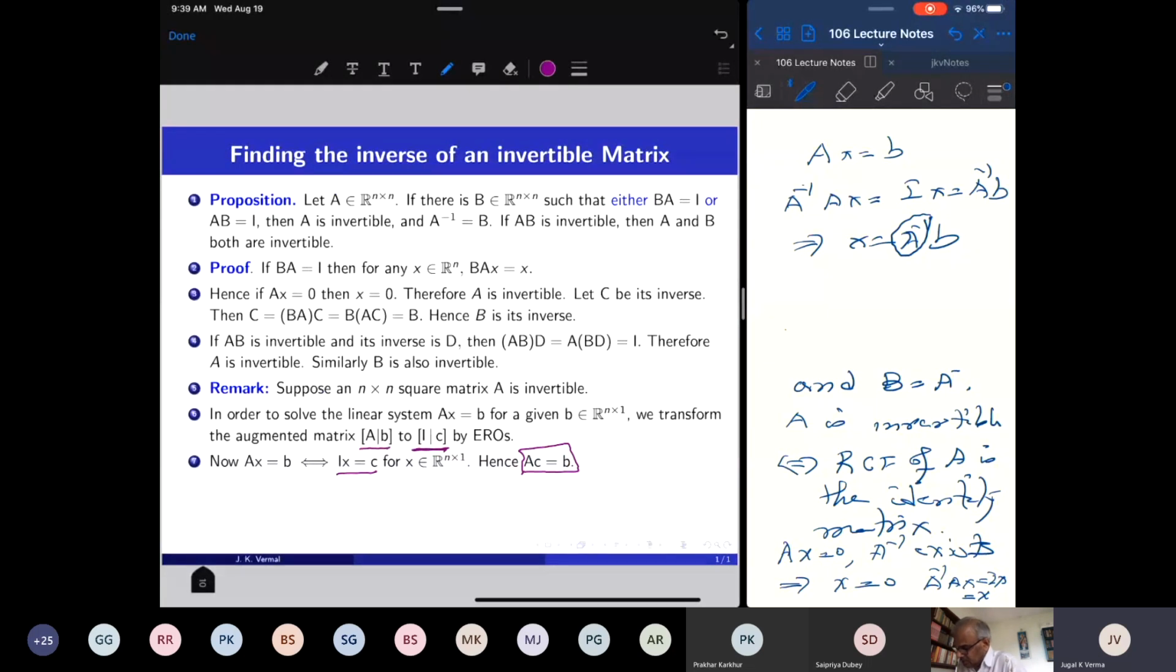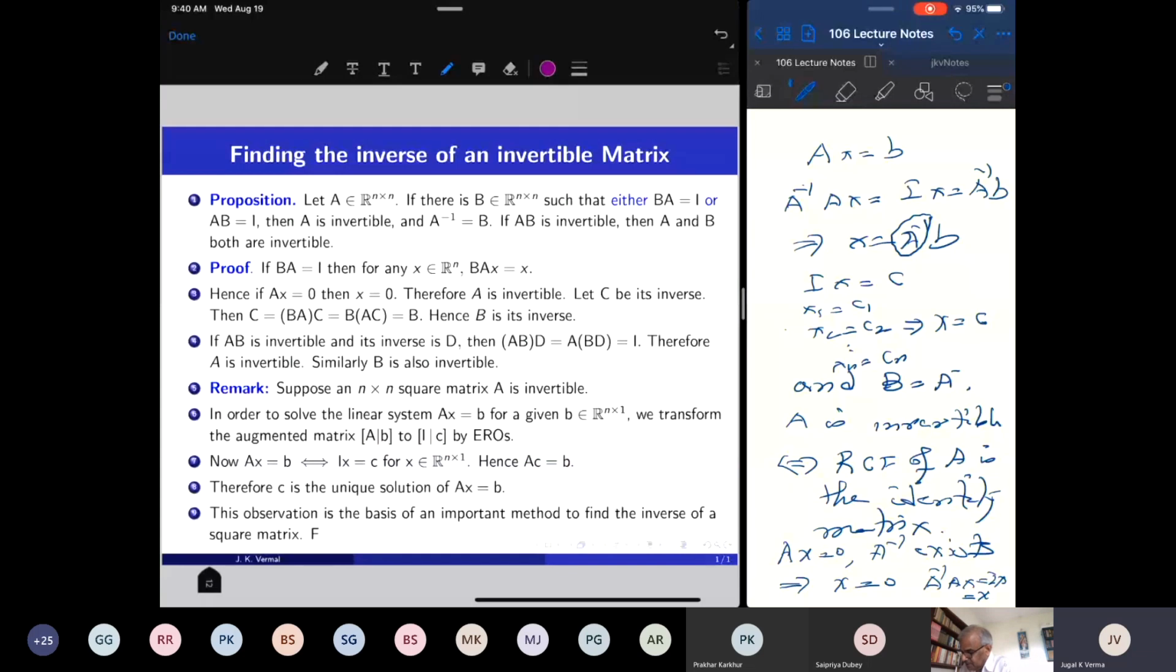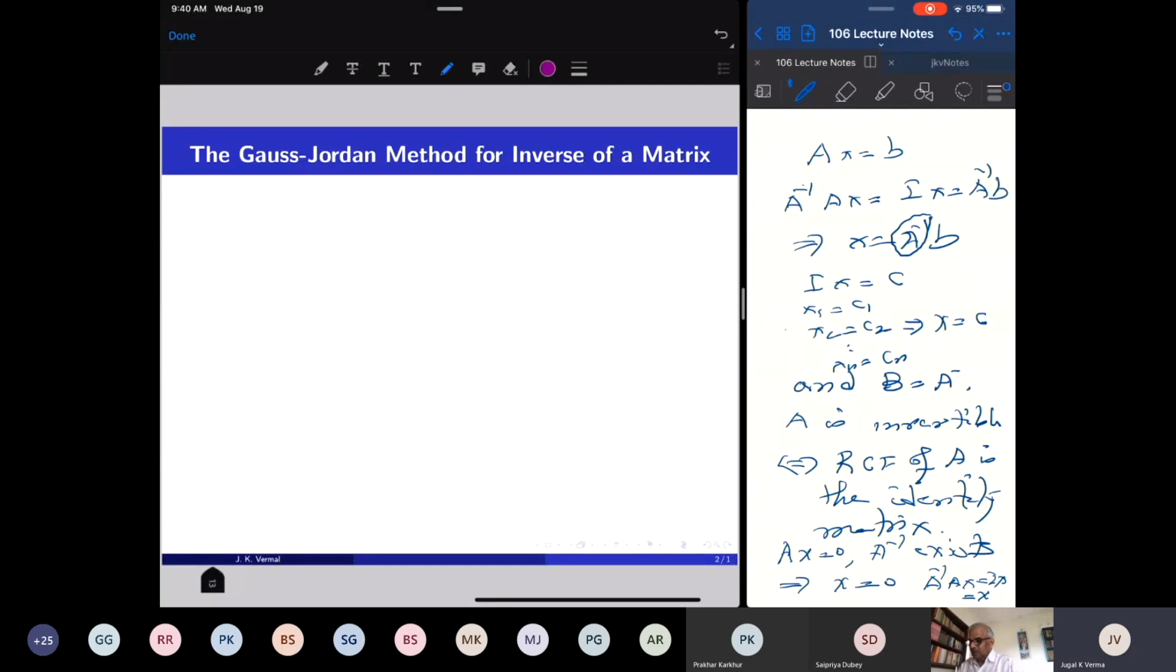Because if you write down the system of equations corresponding to Ix equal to C, it is just saying that x1 equal to C1, x2 equal to C2, and xn equal to Cn, and therefore x equal to C. So C becomes the solution of the inhomogeneous system of linear equations, and it is a unique solution. This observation is the basis of an important method to find the inverse of a square matrix, called the Gauss-Jordan method.